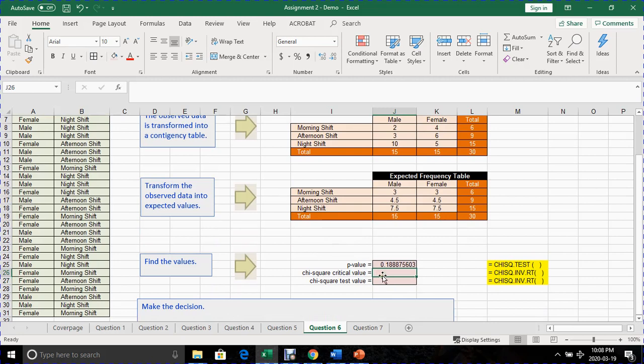Now for the chi-square critical value, if we want to compare the critical value and the test value, then we need to enter the syntax CHISQ.INV.RT.